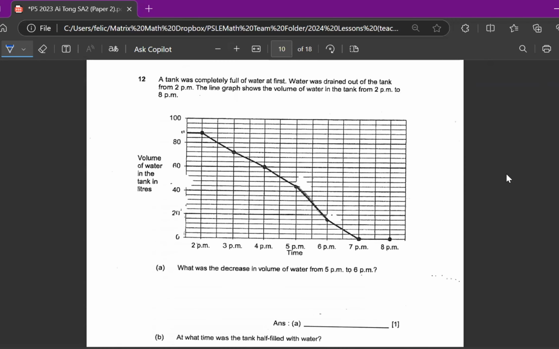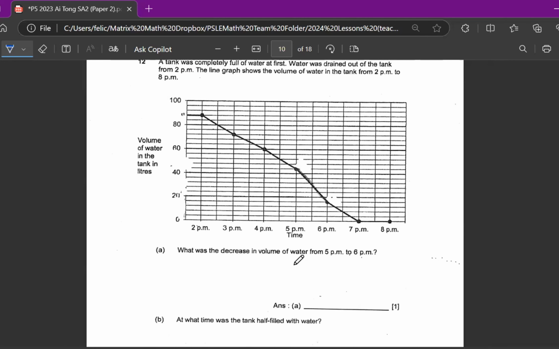A tank was completely full of water at first, completely full. Water was drained out of the tank from 2 p.m. So notice the graph here, this was the water from 2 p.m., but it's slowly decreasing because you're draining water out. So that's a given. Now the line graph shows the volume of water in the tank from 2 to 8 p.m. What was the decrease in volume of water from 5 to 6 p.m.?